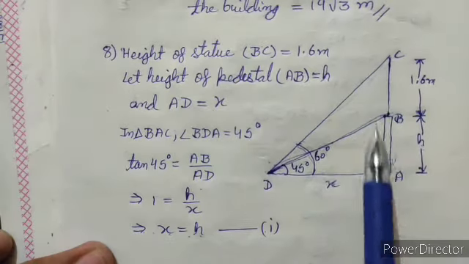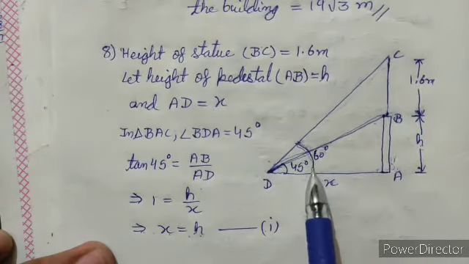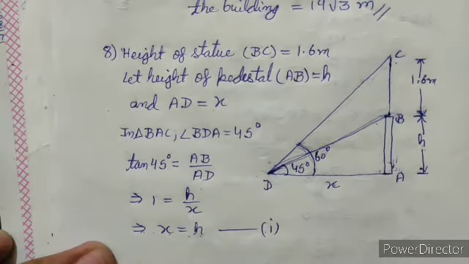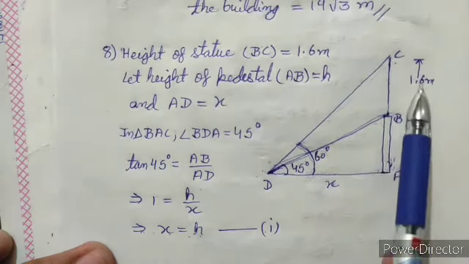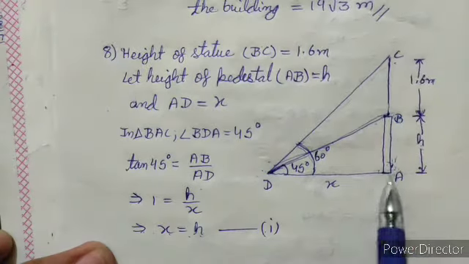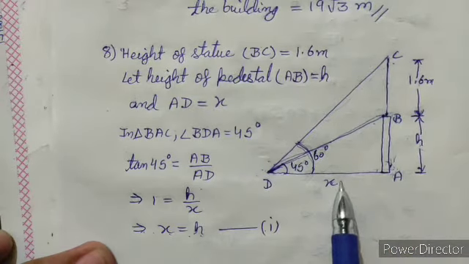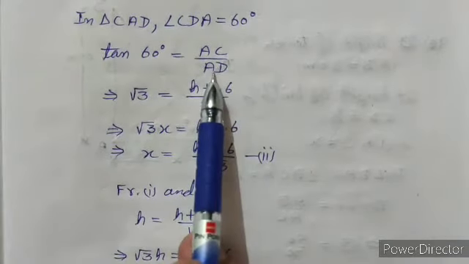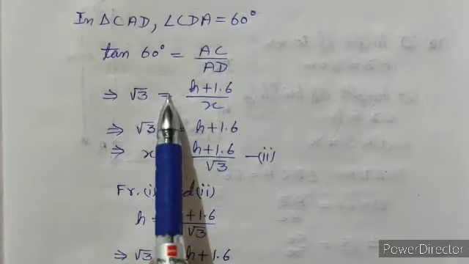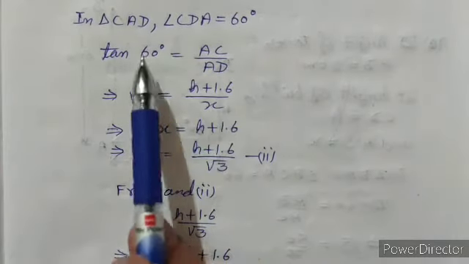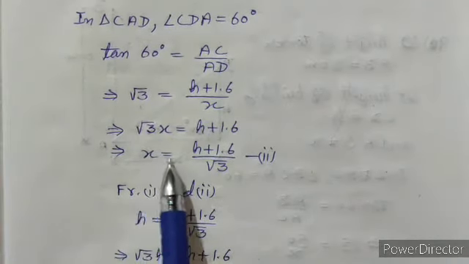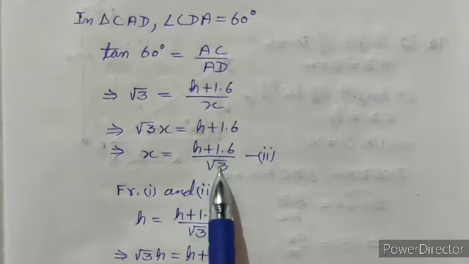Now in triangle CAD, tan 60 will be equal to AC upon AD. That means tan 60 will be equal to, now AC will be h plus 1.6 and AD was x. So tan 60 is root 3, equal to h plus 1.6 upon x, and on solving this will give us the value of x as h plus 1.6 upon root 3.